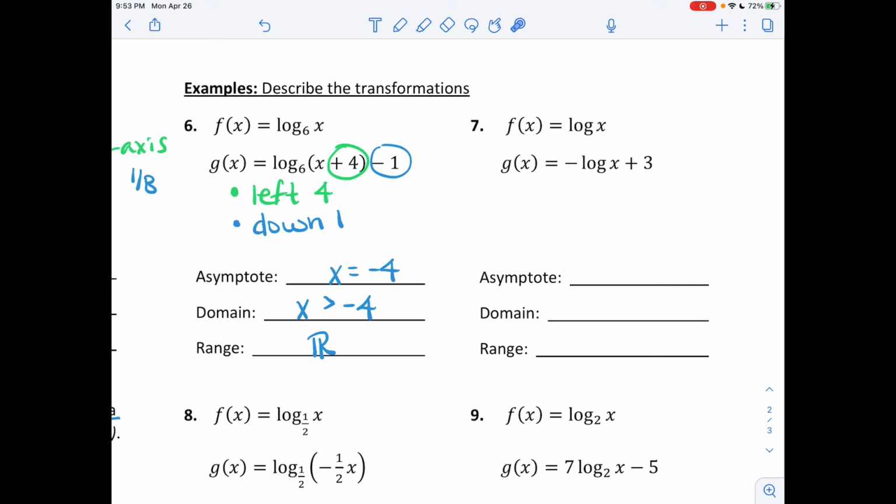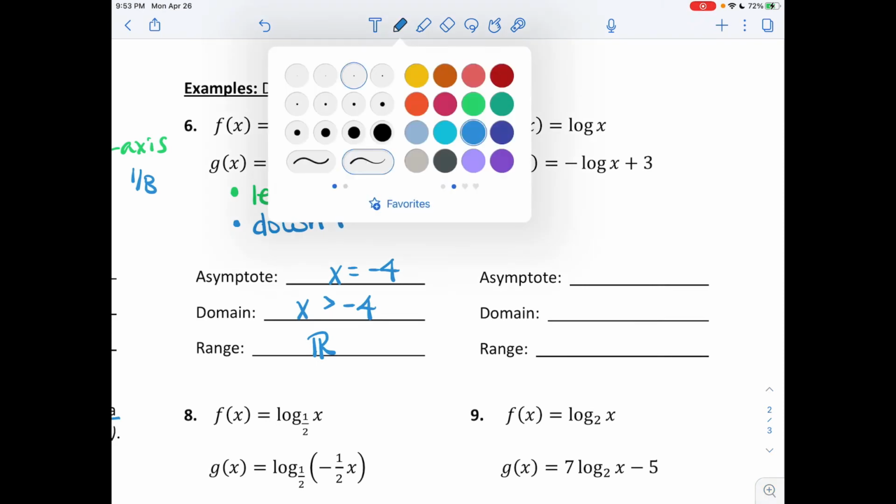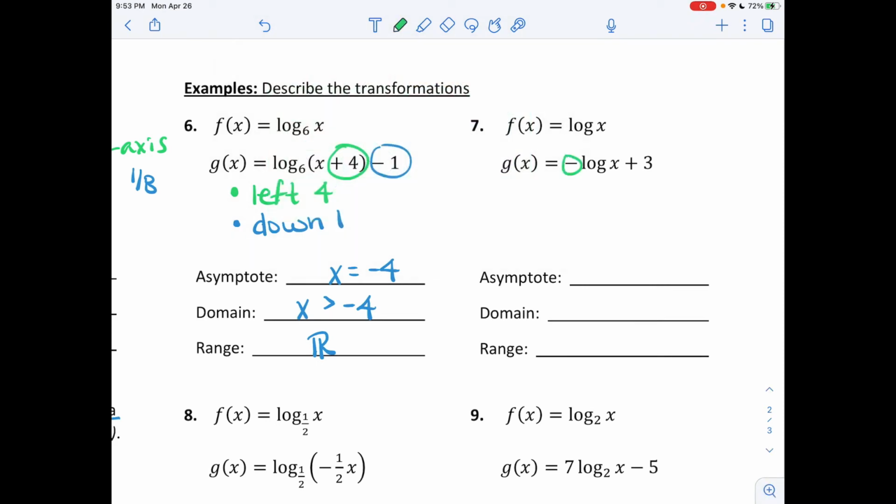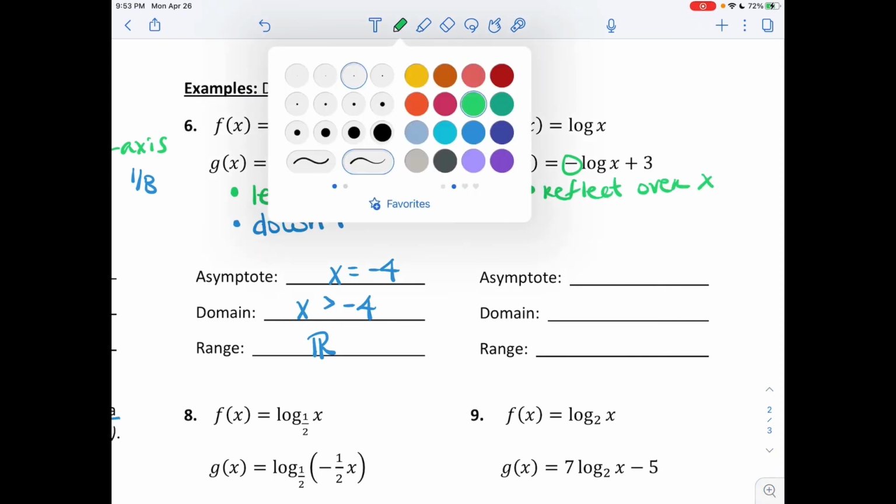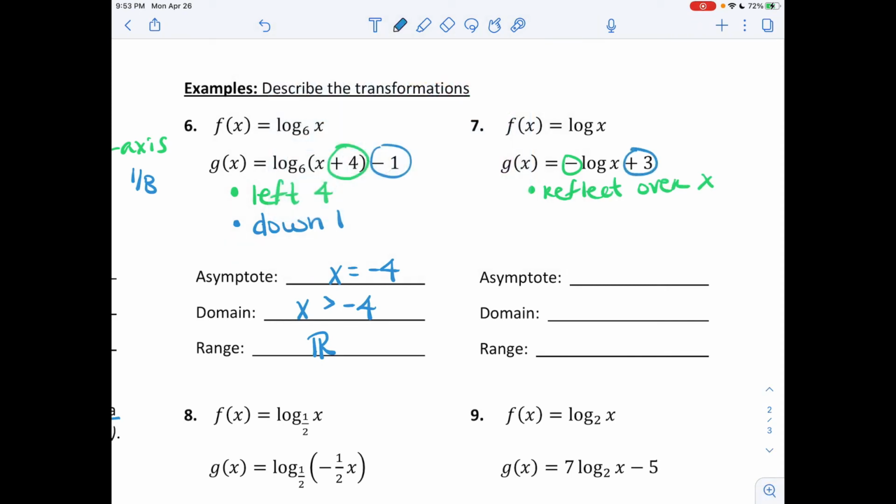Okay, let's take a look at another one. So I have f of x is equal to log x, so this is my implied base 10, and my transformed function is -log x plus 3. So the first thing that I see is a negative sign out in front. And remember that when there's a negative out in front, not inside parentheses with x, in front of x, but out in the very front, that's going to be a reflect over the x-axis. The next thing that I see that's different is I have a plus 3 tacked on the end, which is going to move me up by 3.